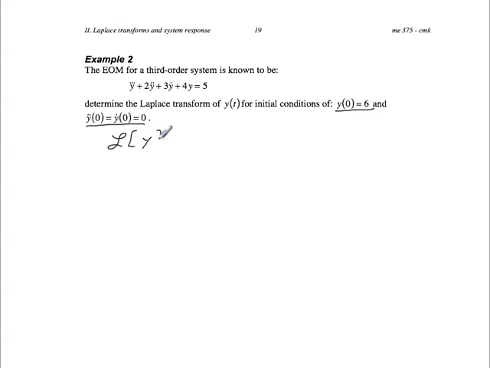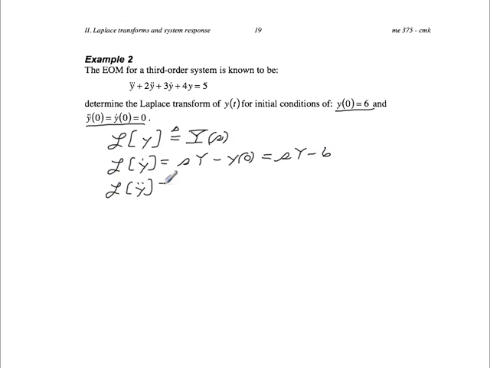Well, the Laplace transform of y, we're going to give that a name. This is a definition of being y of s. The Laplace transform of y dot, that's s times y, minus our initial condition on y, so that's s times y minus 6. Laplace transform of y double dot, we've got s squared y, minus s times the initial condition for y, minus the initial condition of y dot. For this problem, y dot initially is 0, so this becomes s squared y minus 6s.